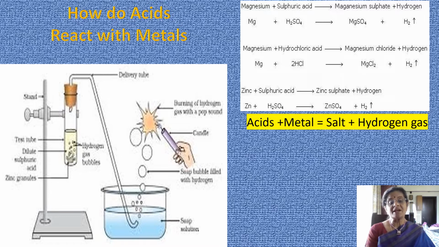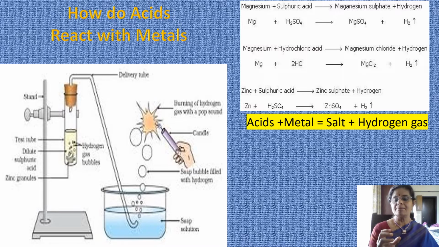The experiment needs the following materials. See the picture. You need a test tube, dilute sulfuric acid, zinc granules, a delivery tube, a trough containing soap water, and also a test tube stand to hold the test tube, and candle matchstick. Now you take dilute sulfuric acid in the test tube and add zinc granules.